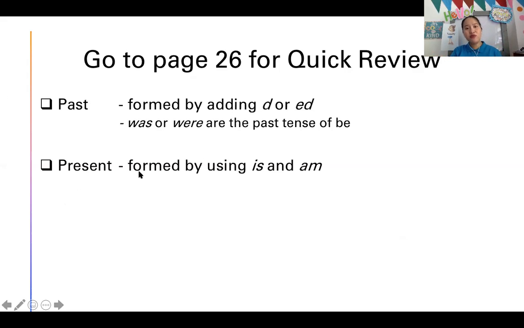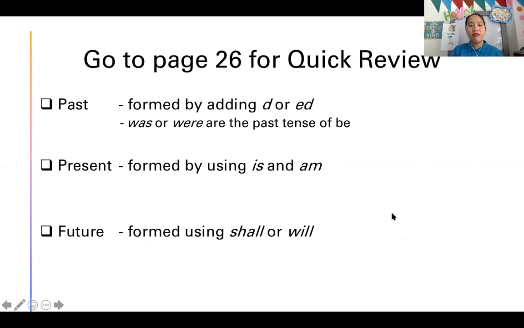So present is formed by using is and am. Okay? Is and am. Am, if you're using the pronoun I. Okay? I am. I am walking. Yeah? So it's present. You're using am. For is, she is happy. Present is for singular. Okay? We also use are in the present. Next, we have future. Future is formed using shall or will.